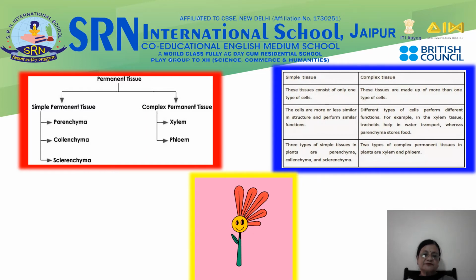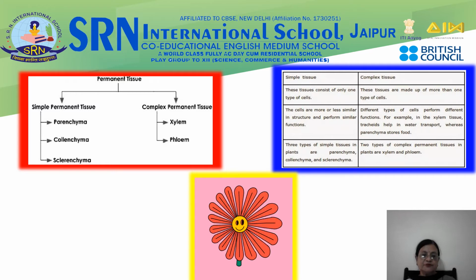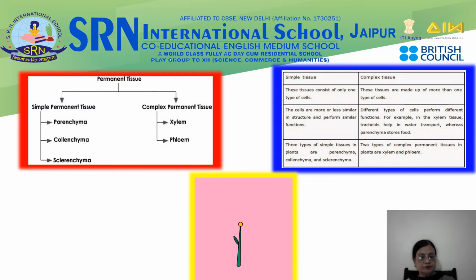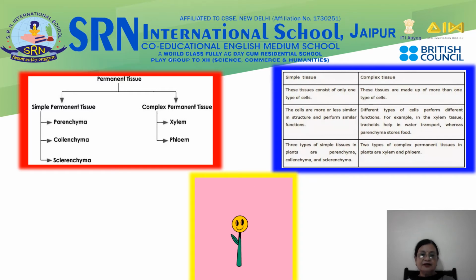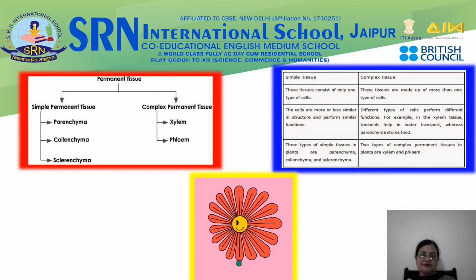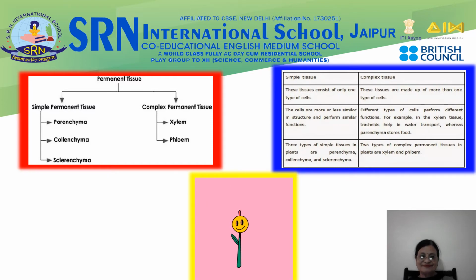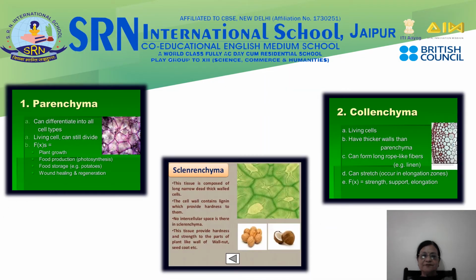For example, in xylem tissue, the tracheids help in water transport, whereas parenchyma store food. Thirdly, simple tissues are classified into parenchyma, collenchyma, and sclerenchyma, whereas complex tissues are classified as xylem and phloem. Simple tissues are classified as parenchyma, sclerenchyma, and collenchyma.